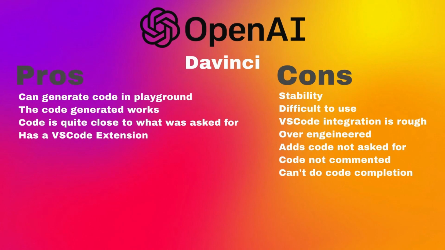Davinci also added features that I hadn't asked for in my natural language instructions. The code was not commented, and that makes it much more difficult to debug later while working out what Davinci is trying to do. Davinci is limited to code generation, and there's no way to do code completion as you can with GitHub CoPilot.